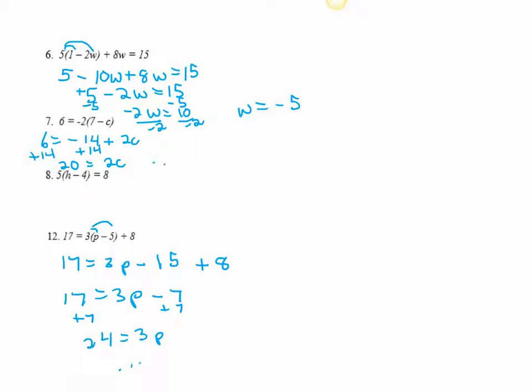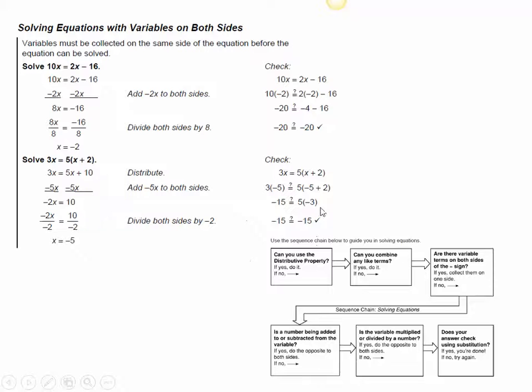This one's not done yet either, but... All right, let's see what else we got. Solving equations with variables on both sides is an additional step right here that we haven't had to use yet. You will do that after you use the distributive property, after you combine like terms, and then you would check to see if there's, for example, an x on the left side and an x on the right side. So in this first example, there is no distributive property, and they've already checked and there's no like terms.